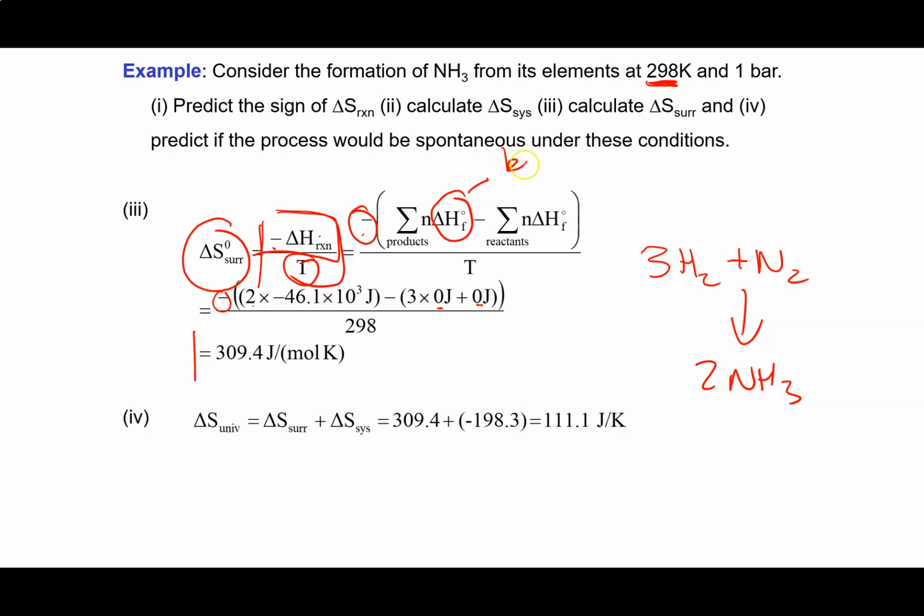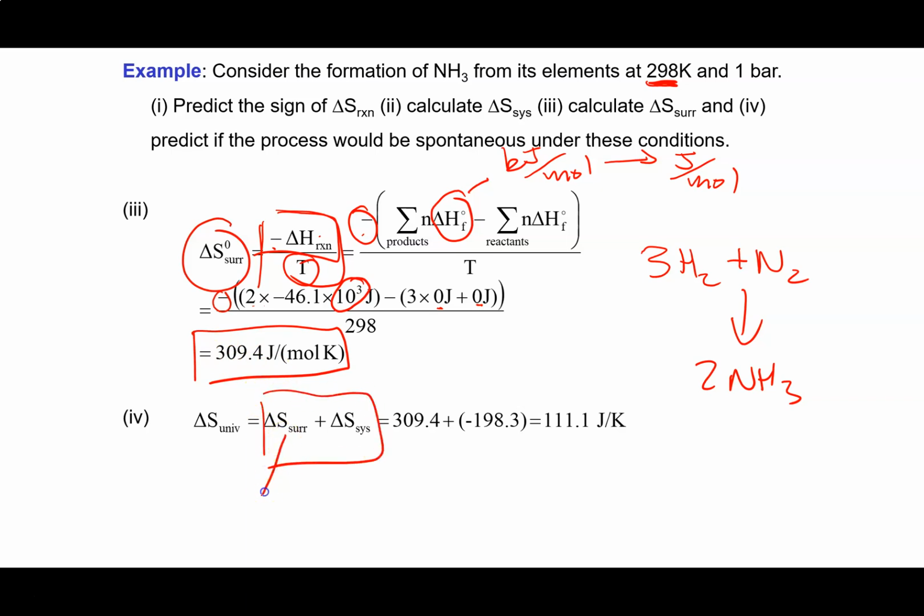When I do all of this, I do have to take into account that the values for the enthalpies of formation are given in kilojoules per mole. I need to turn those into joules per mole or I'm going to have trouble later on. And so I've done that here. I just added on the times 10 to the 3 to the value to get that. So I do the math and I end up with the delta S of the surroundings being 309.4 joules per mole per degree Kelvin.